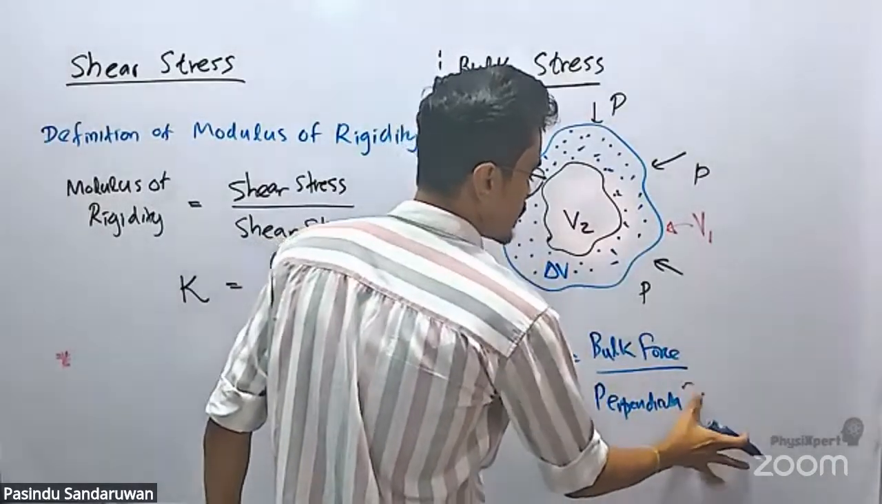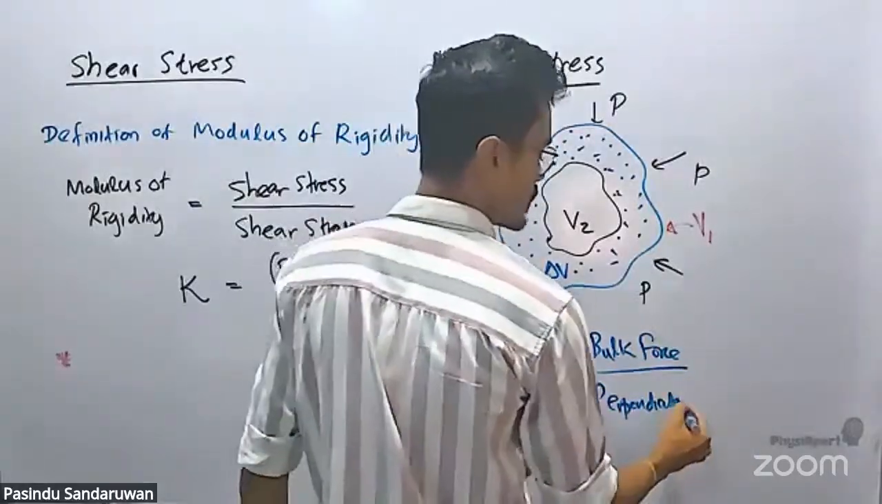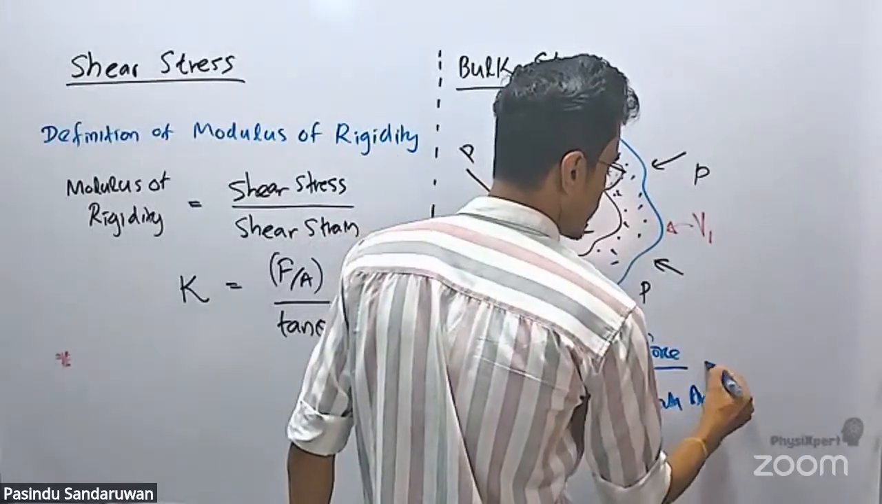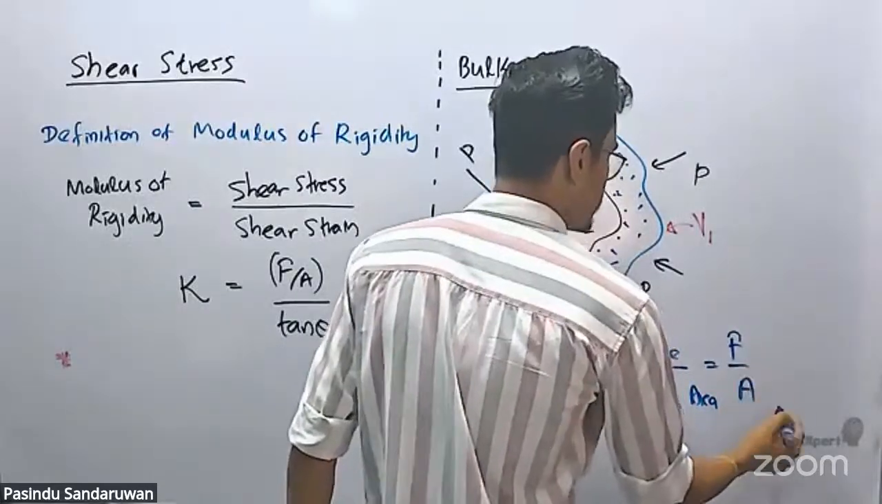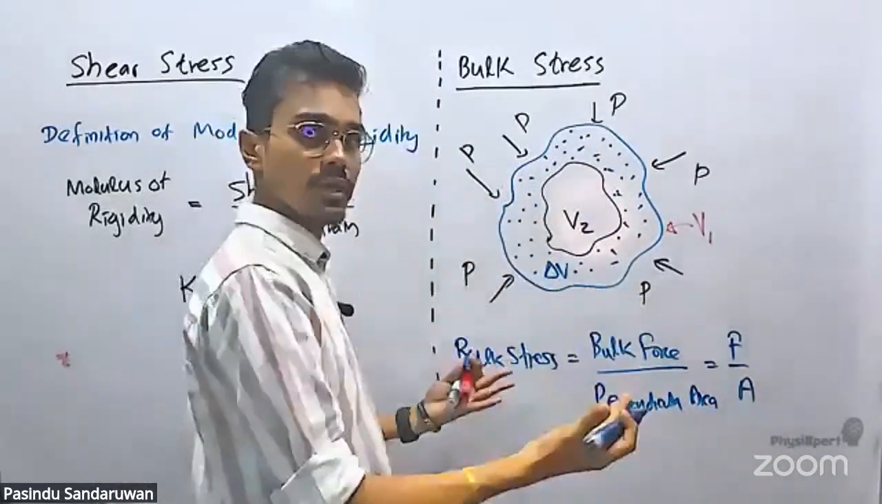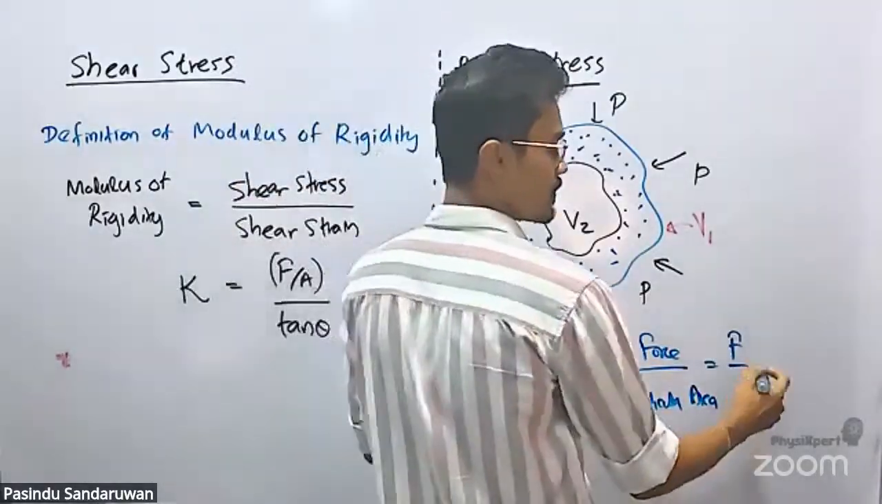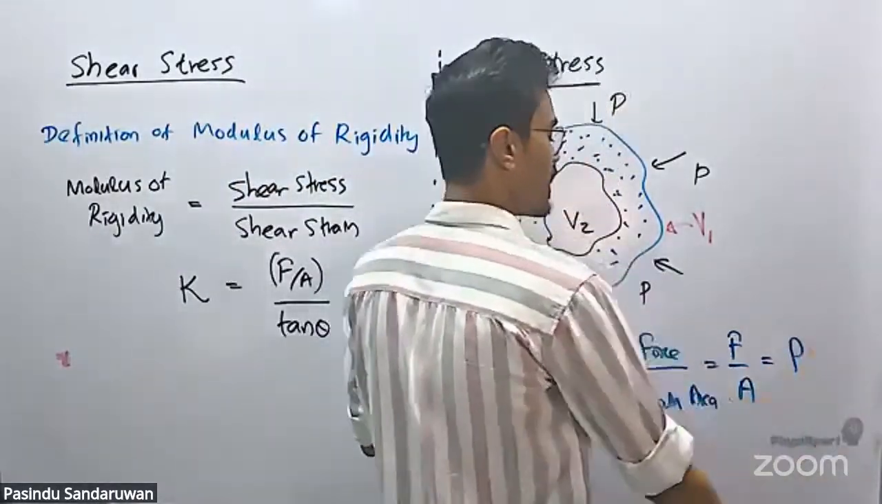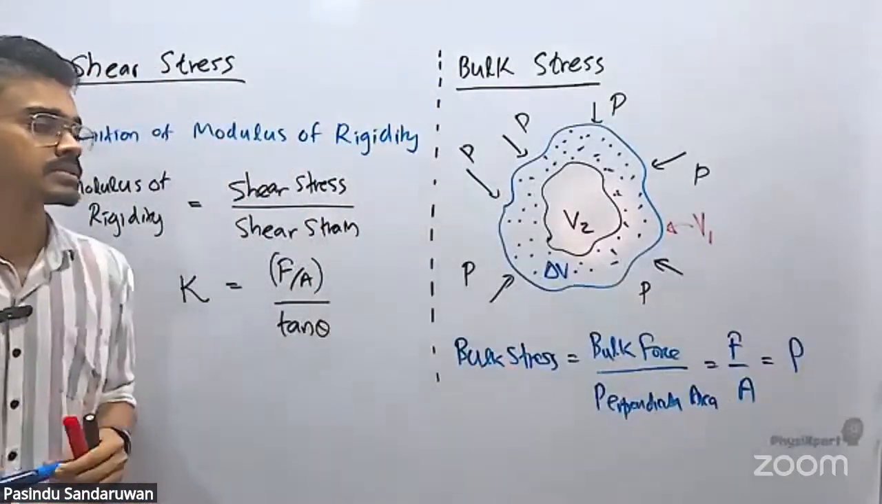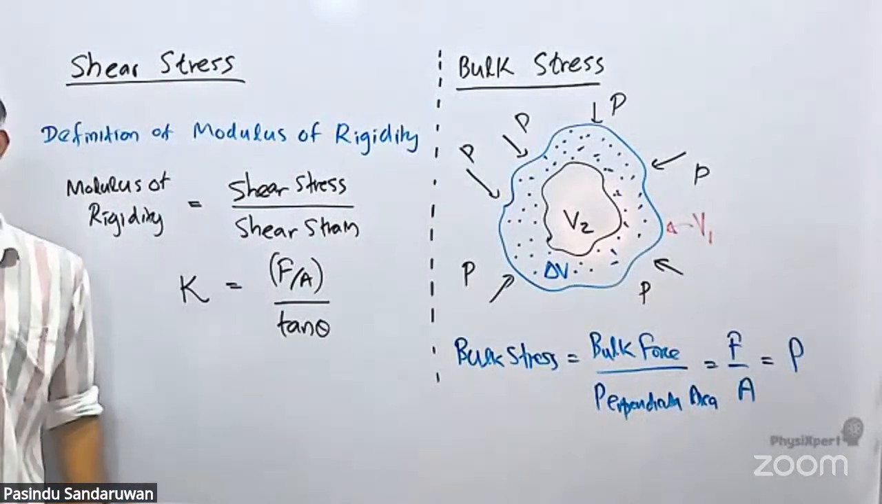right? But it is not practical to get the perpendicular area of an irregular shape, right? So therefore, instead of F over A, at once we are going to consider pressure, right? Consider it as pressure.